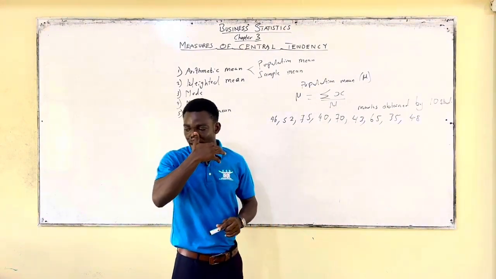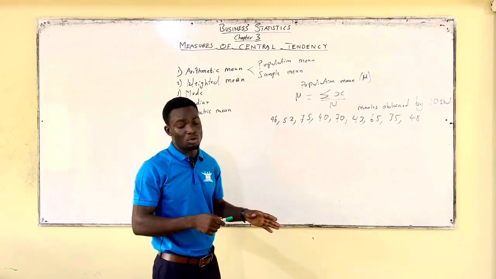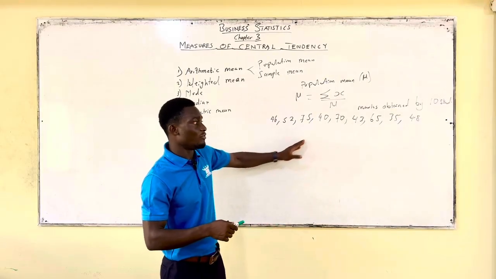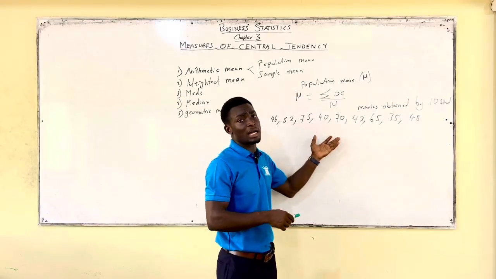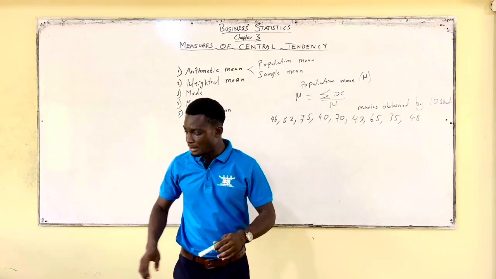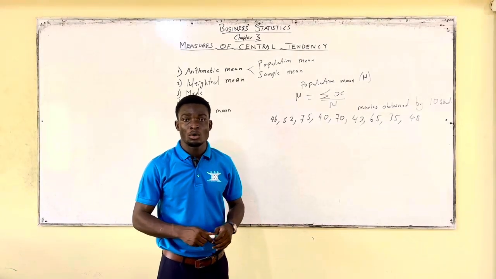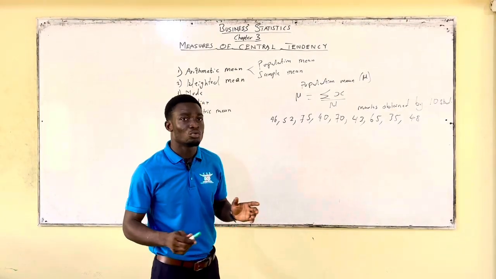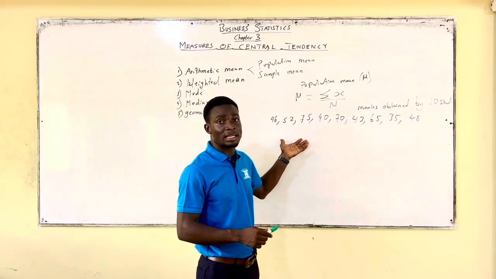And then we are asked to find the mean, or the arithmetic mean, of their marks. That means, on average, what is the average mark of the class? That is what we are asked to do here. So all you need to do is to sum all of this and then divide by the total number.